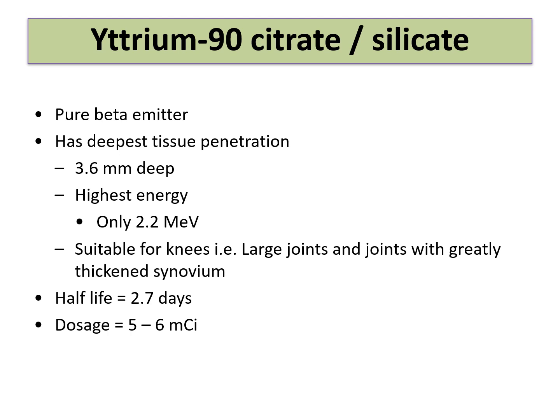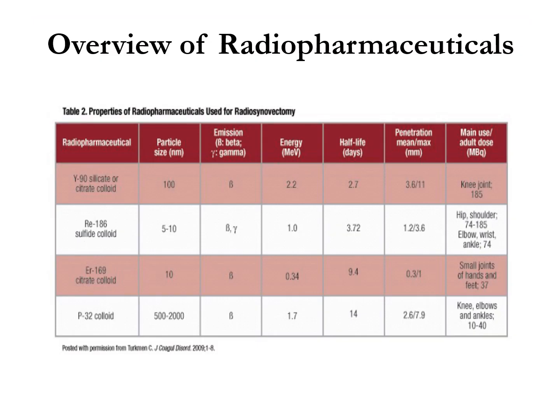So it has a pure beta emission with the deepest tissue penetration of 3.6 millimeter deep and the highest energy of about 2.2 MeV. So this is suitable for the knees, a large joint, and joints with greatly thickened synovium. It has a half-life of 2.7 days and the dosage is about 5 to 6 millicuries.